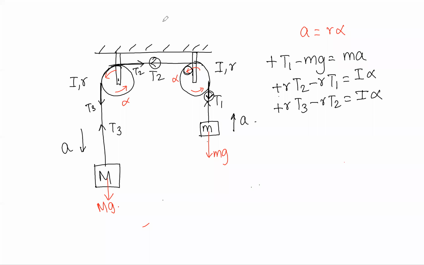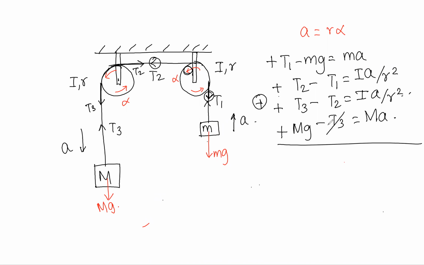Last वाले में equation क्या होगा? The final one, the one over here, you will write plus mg minus T3 is equal to m into A. These are your four equations. Obviously, you can divide these equations by R first of all. So if you divide it by R, you'll get I alpha by R, I alpha by R. You can again replace alpha with A. So you will get IA divided by R square, IA divided by R square. अब इन सारे equations को तुम add कर दो.